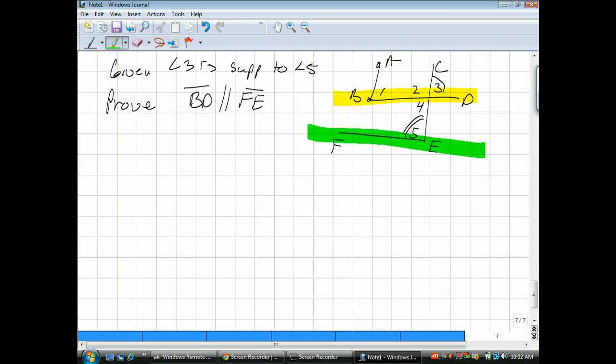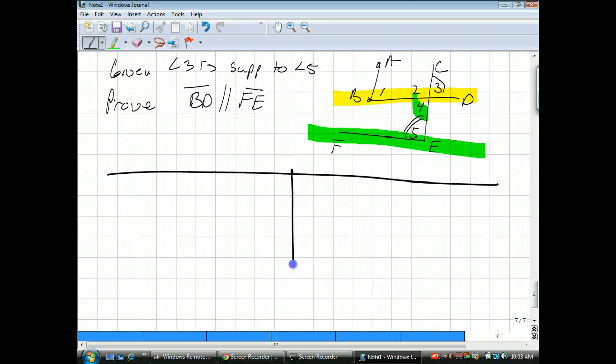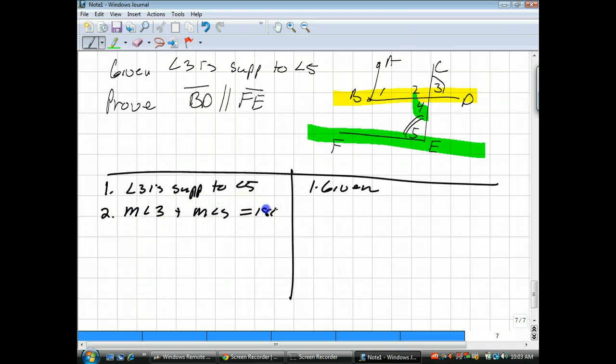So we want to show that angle 4 and angle 5 are supplementary angles. That's our goal. Because if we can prove those are supplementary angles, then we will know that those lines are parallel. So number 1, our statement is angle 3 is supplementary to angle 5. And we know that because it's given. So supplementary by definition, then measure of angle 3 plus measure of angle 5 has to equal 180. And that's the definition of supplementary angles.